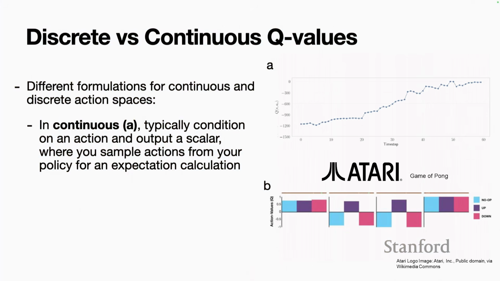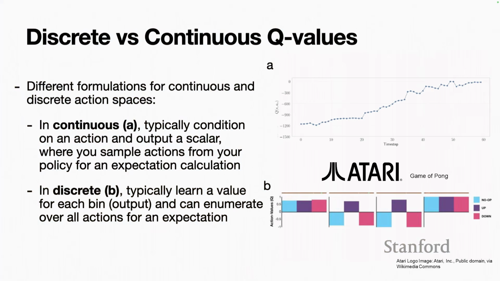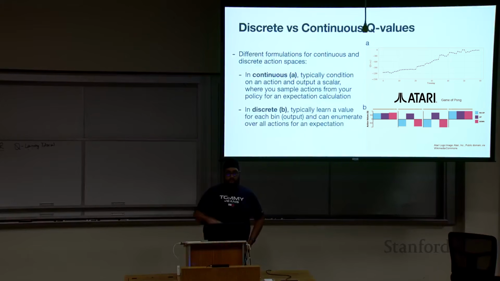We have this robotic policy, and you can see that we are predicting values for it at every single state. Whereas for a discrete case, you can output a value for each bin and then enumerate over all of them when you take an expectation. So an advantage of doing the bottom case is that if you're doing an expectation, you can enumerate all actions and you'll get an exact estimate of your expectation. Whereas on top, it's just a sample-based estimate.